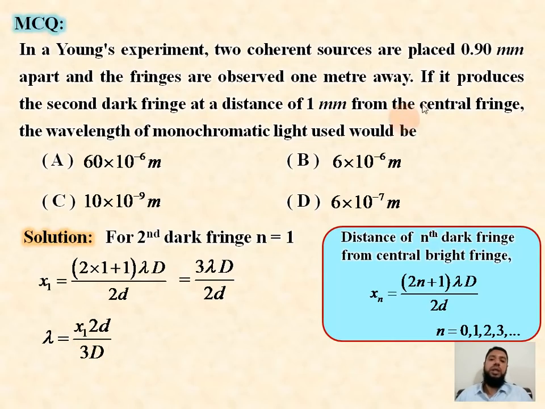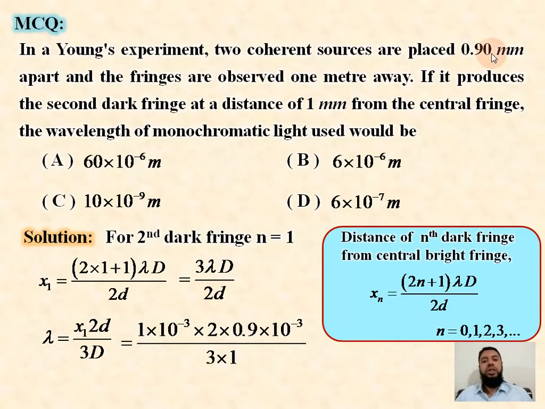ವ್ಯಾಲ್ಯೂಸ್ ಅನ್ನು ಸಬ್ಸ್ಟಿಟ್ಯೂಟ್ ಮಾಡಿ. x1, that is distance of second dark fringe, is 1 millimeter, 1 into 10 power minus 3, into 2 into d, distance between the slits 0.90 into 10 power minus 3 ಇದೆ, into 3 divided by 3 into 1, distance between the slit and screen 1 meter ಇದೆ. On simplifying, 2 into 0.9, 1.8 ಆಯಿತು. 1.8 divided by 3 it will become 0.6 into 10 power minus 6 meter.